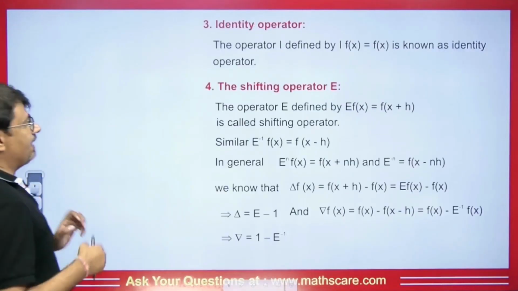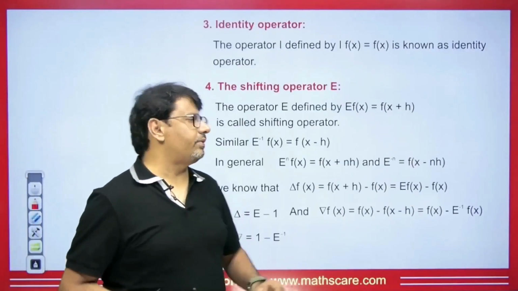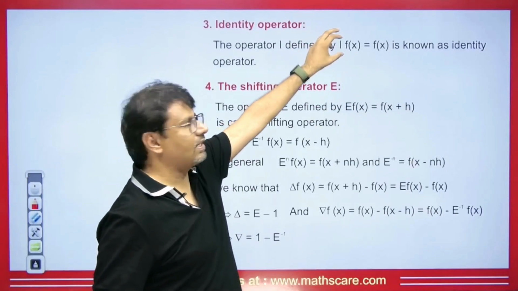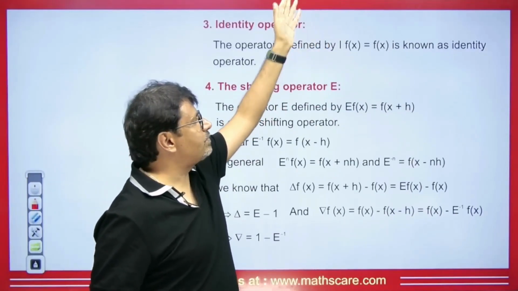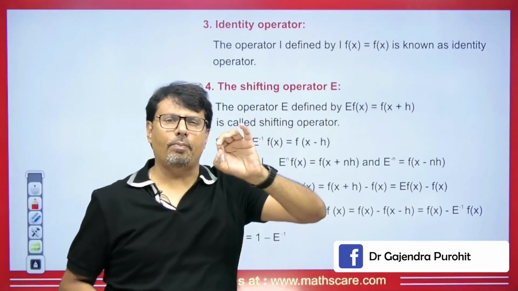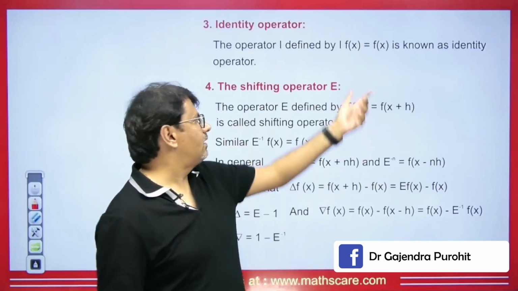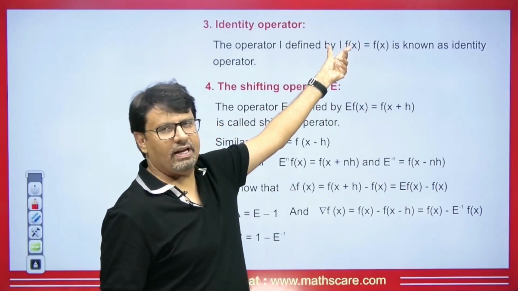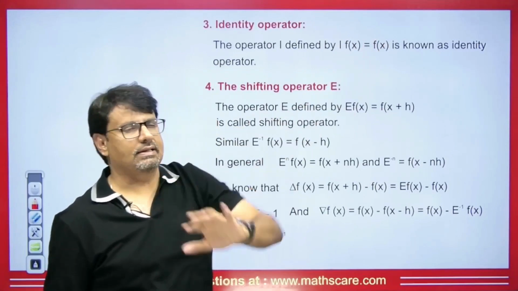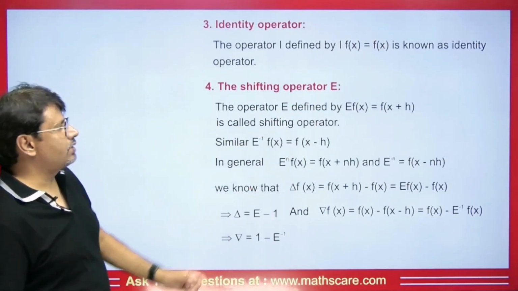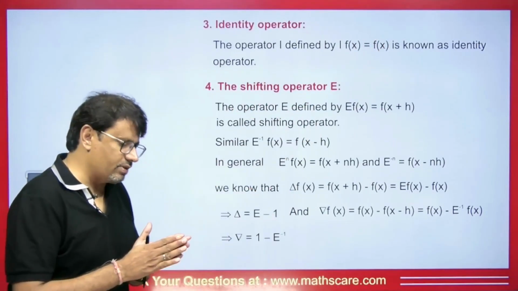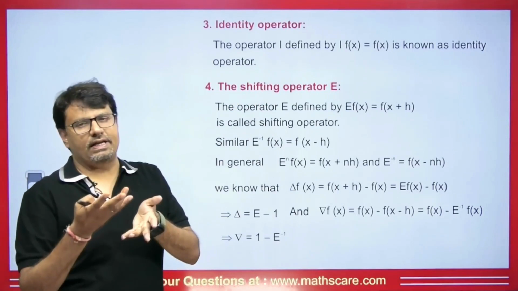If we talk about the identity operator, it means that if we have any given function and we use this operator on it, then we will get back the same function. Identity operator means 1, we can say that, right? So applying this on that will not change the value of the function, right? After that we have a shifting operator. We denote this by E. You understand that it means taking it to the next term.